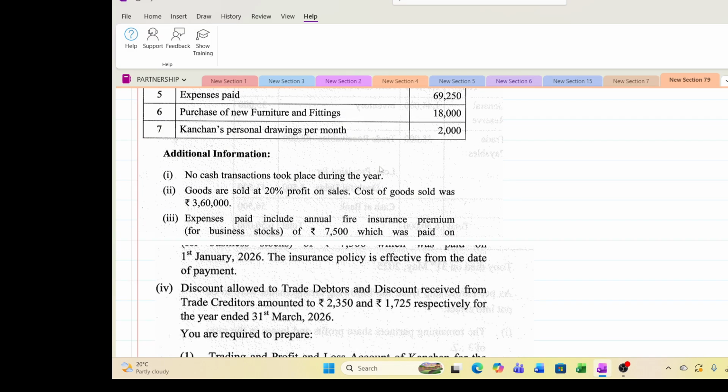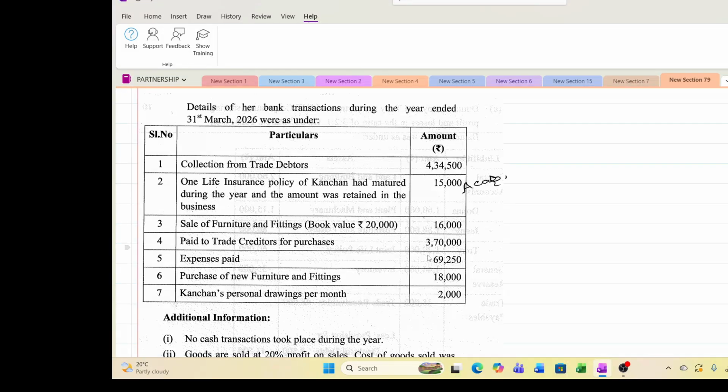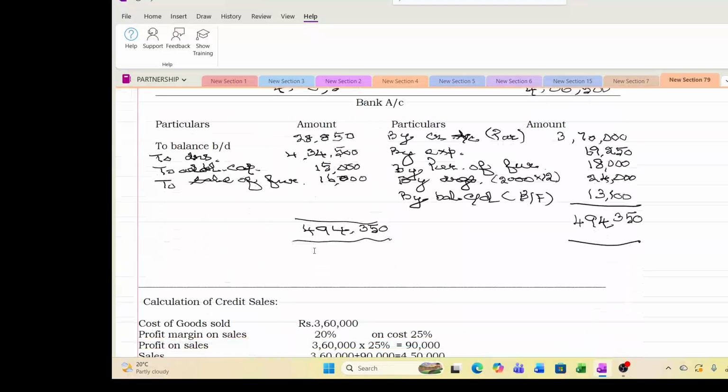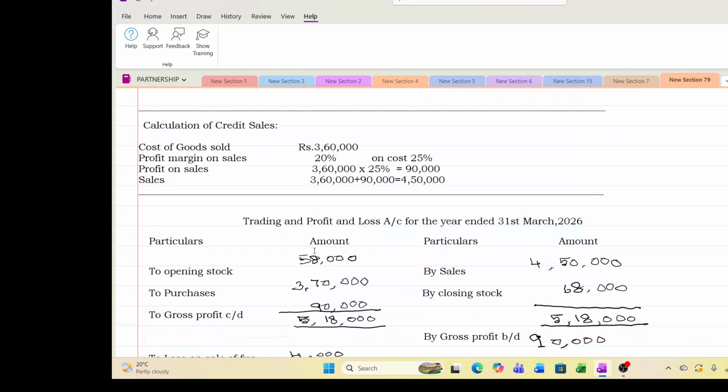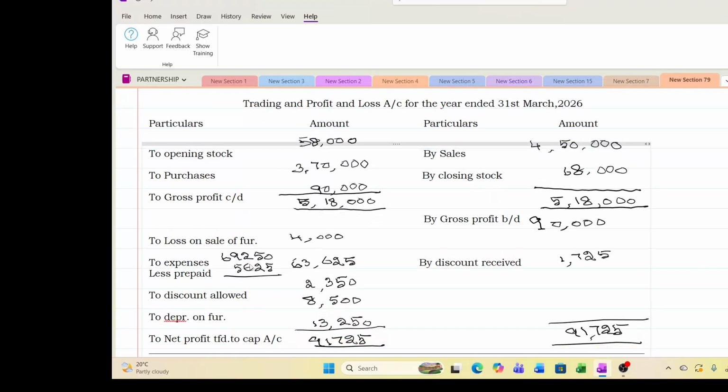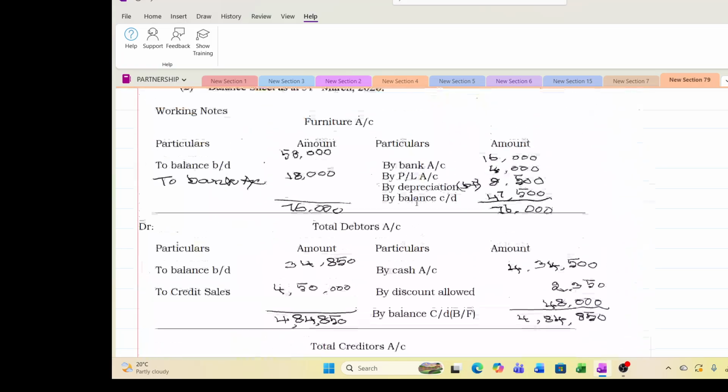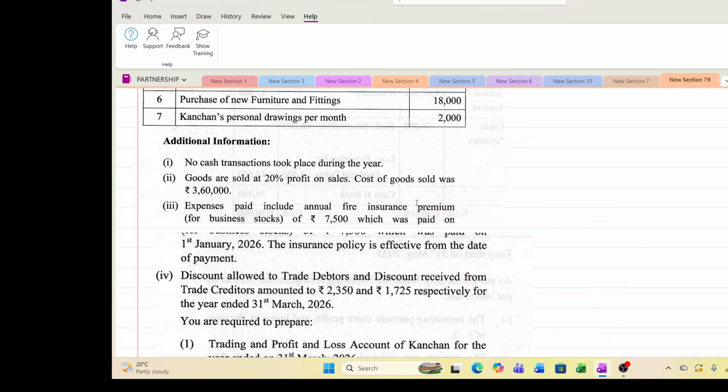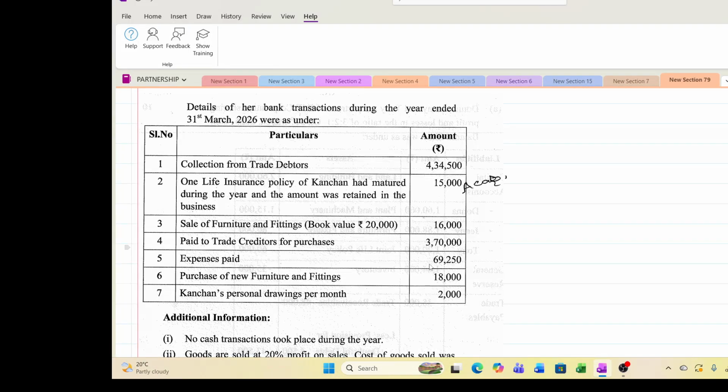This 69,250 we will be writing in our P&L account in the inner column. 69,250. We will do the adjustment when the number comes. You don't worry about it. Okay, it is written in both places. One, this has gone to your bank account and it to your P&L account. See here again I am explaining.